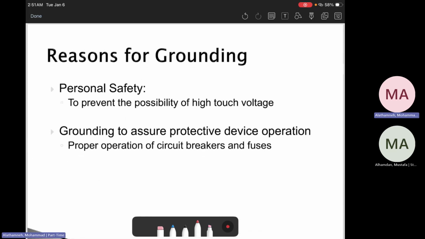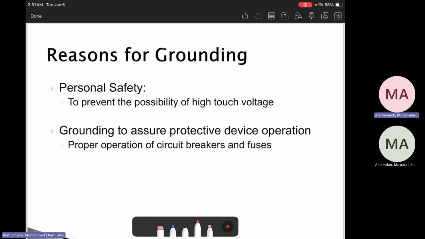So why are we grounding? What's the reason for grounding? Two reasons. The first is personal safety, and the other is protective device operation. For personal safety, we want to prevent dangerous touch voltages if a fault energizes a metal enclosure. We want to make sure this fault goes to the earth. We don't want, for example, 230 volts waiting for you or someone to shake hands with.